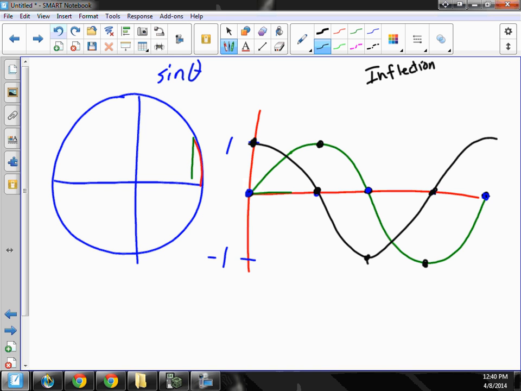So let's talk about a couple points. What is the significance of those 2 points?